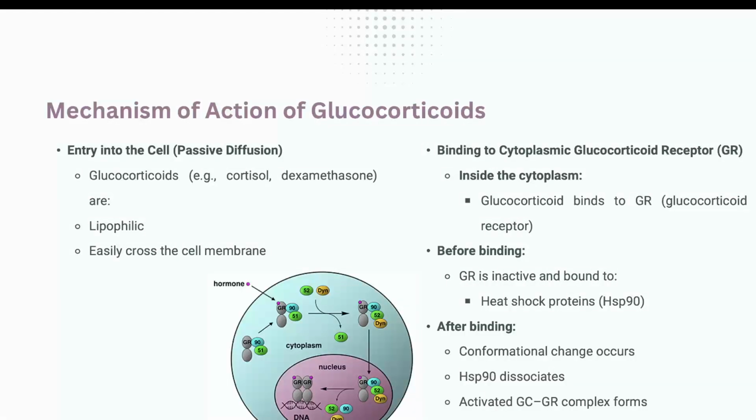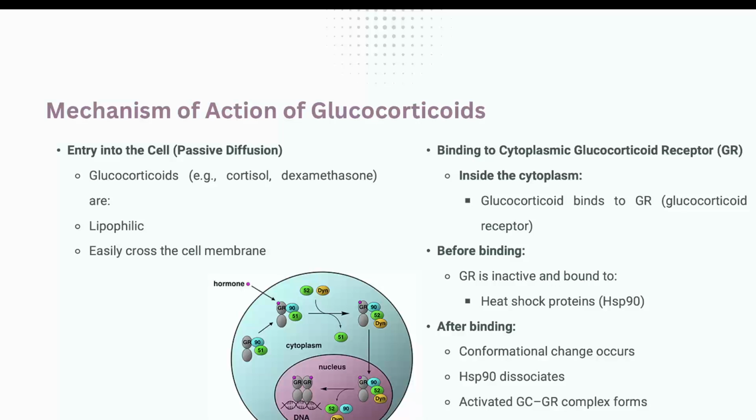Regarding the mechanism of action of glucocorticoids, it is very simple and very easy to understand. Before going to the mechanism of action, let's remember we have two kinds of receptors: the internal receptor and the surface receptor. By surface receptor, I mean receptors present on the outer side of the cell membrane. Most drugs bind to these, but for some drugs, their receptors are located internally within the cytoplasm.